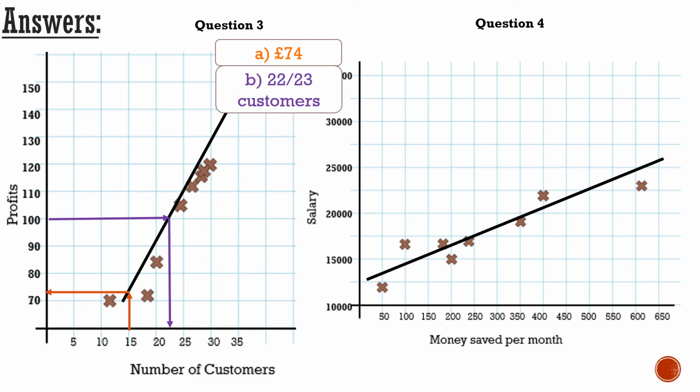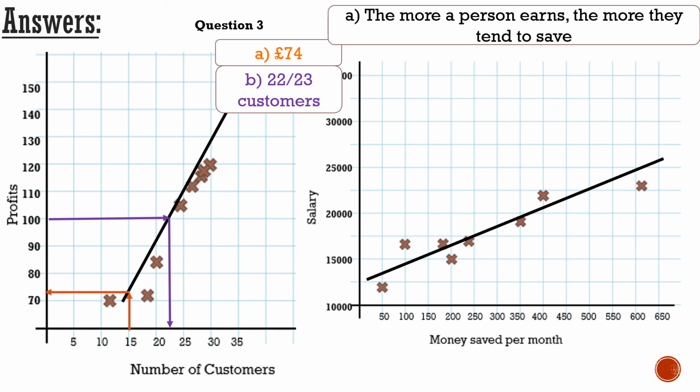And final question. So the first one was asking you to describe what's happening. So something along the lines of, the more a person earns, the more they tend to save. Because that's normally what's happening. You earn more money, you've got more available, so you can save it. And for B, you're going to read up from 100 and read across. So, I mean, the scale's not great on this, but I would say that's about £14,000.